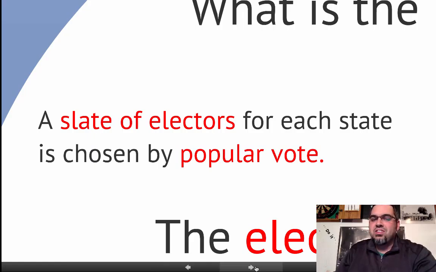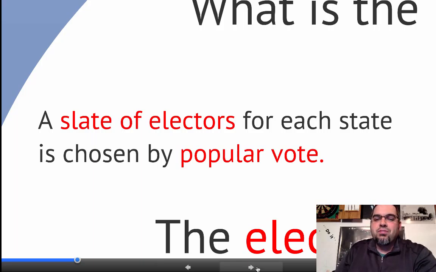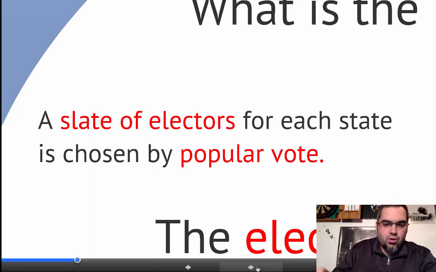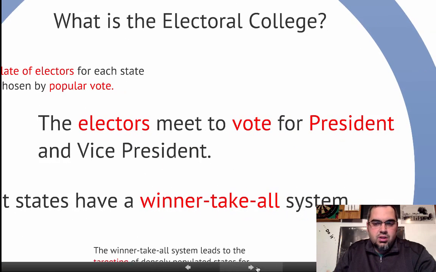So first of all, what is the Electoral College? Each state chooses a slate or a group of electors that's chosen by the popular vote. So on election day, we all go and vote, and on the ballot, you don't actually vote for, for example, Barack Obama or Mitt Romney. You vote for electors for Barack Obama or electors for Mitt Romney. And then the group who gets the most votes gets to cast their vote in the Electoral College. So the electors meet to vote for president and vice president.